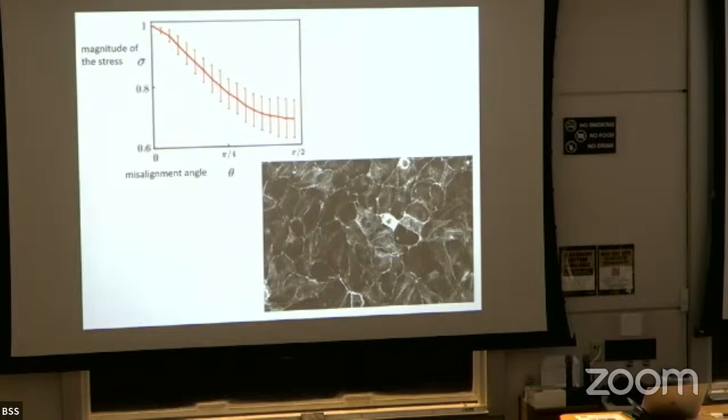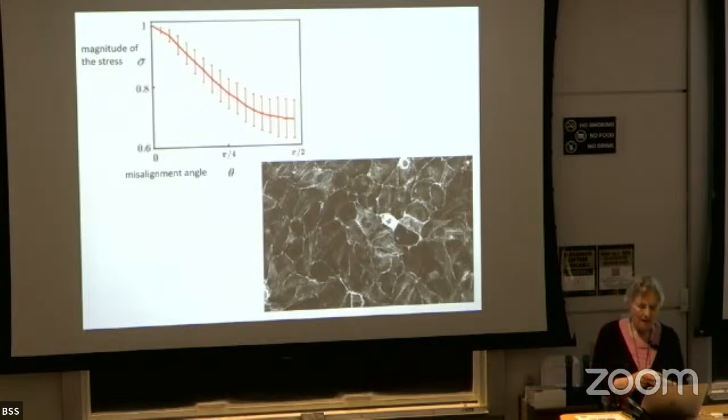If you plot the magnitude of the stress against the misalignment angle, again, you see the ones where the shape hasn't been turned away from the stress as being happier, and then it seems to get much more messed up, the ones where you have a large misalignment angle. But I'd like to understand better exactly what is going on in the biology here.